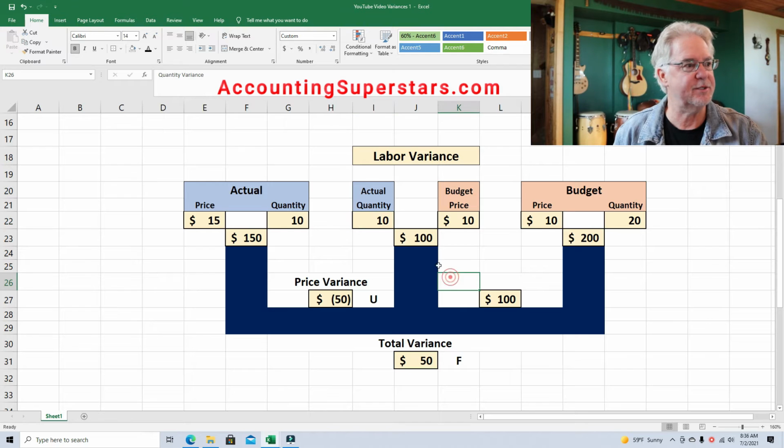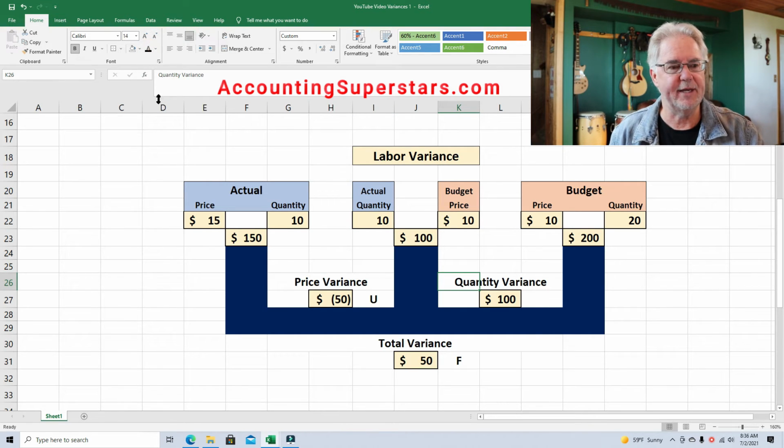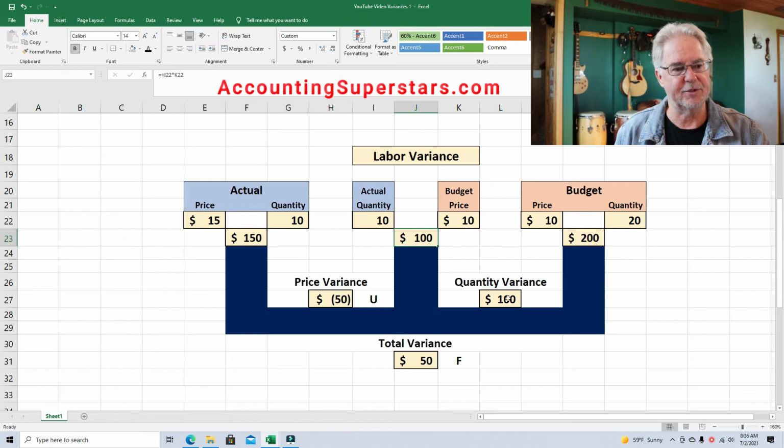So we're going to call this the quantity variance, all right? The quantity variance. And it turns out that it's favorable. We budgeted 200, turned out to be 100. So I'm going to put the letter F here for favorable. So here's how it all works out.